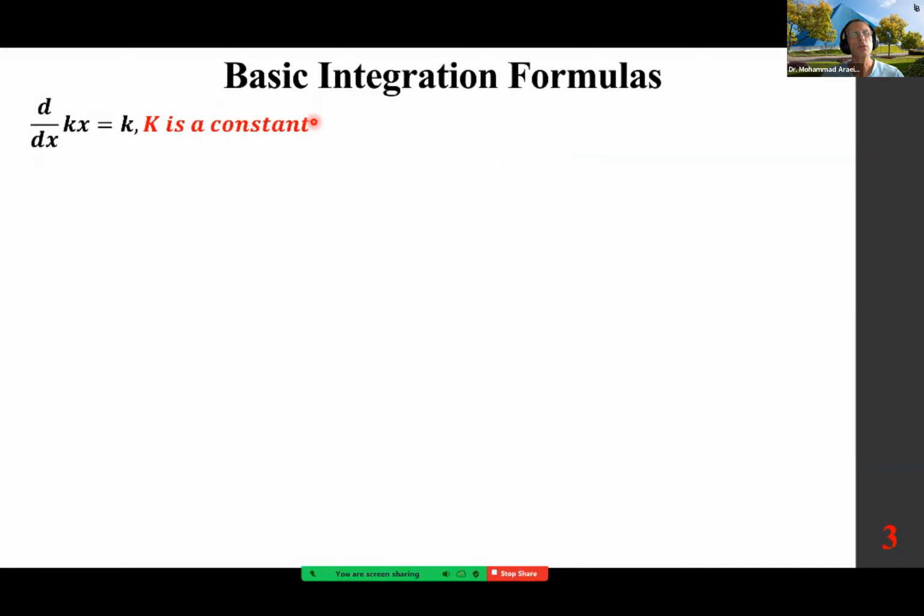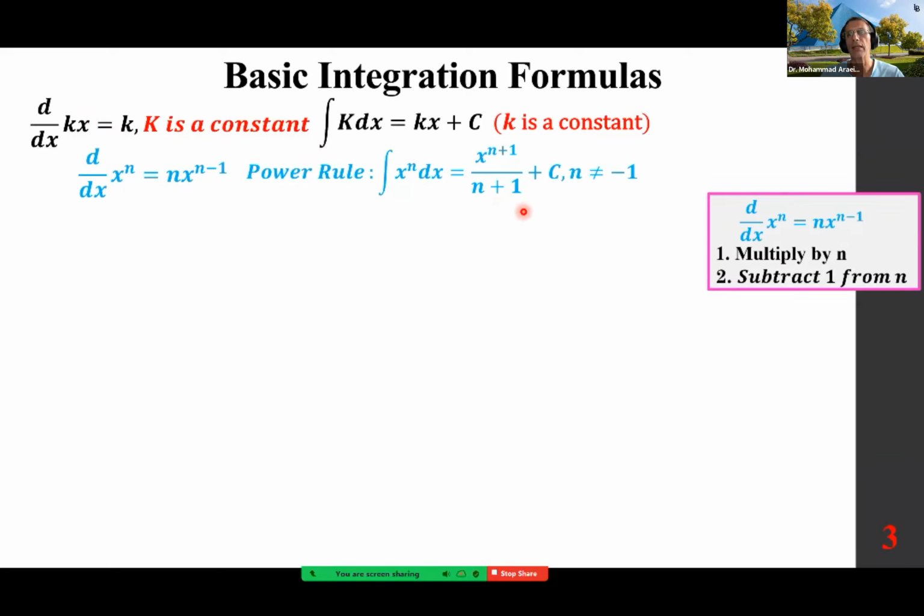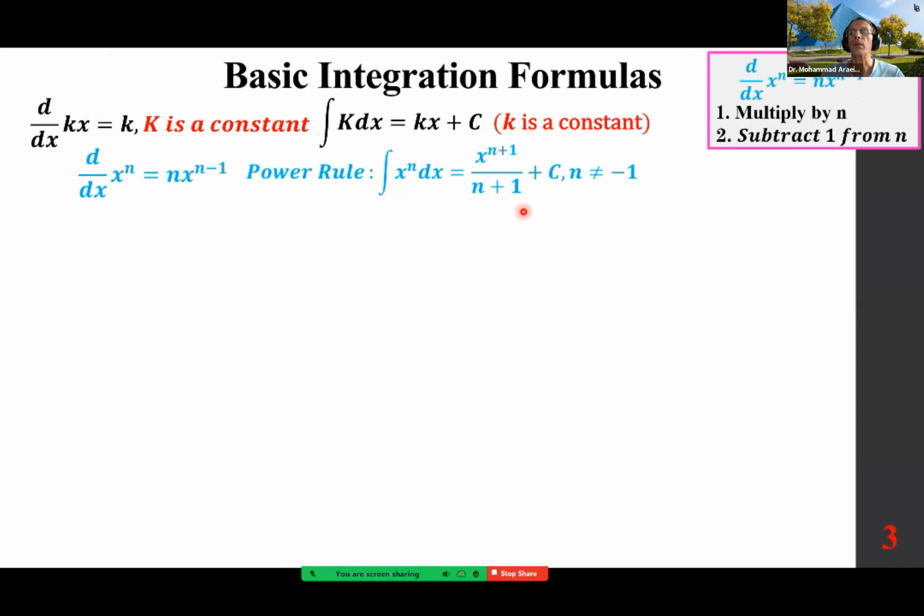So to remind you what we did, a quick recap. The derivative of kx is k, therefore the integral of k dx must be kx plus c. The derivative of x to the power of n, using the power rule, is nx to the power of n minus 1. Therefore, the integral of that would be 1 over n plus 1, x to the power of n plus 1. And we justified it a couple of different ways.